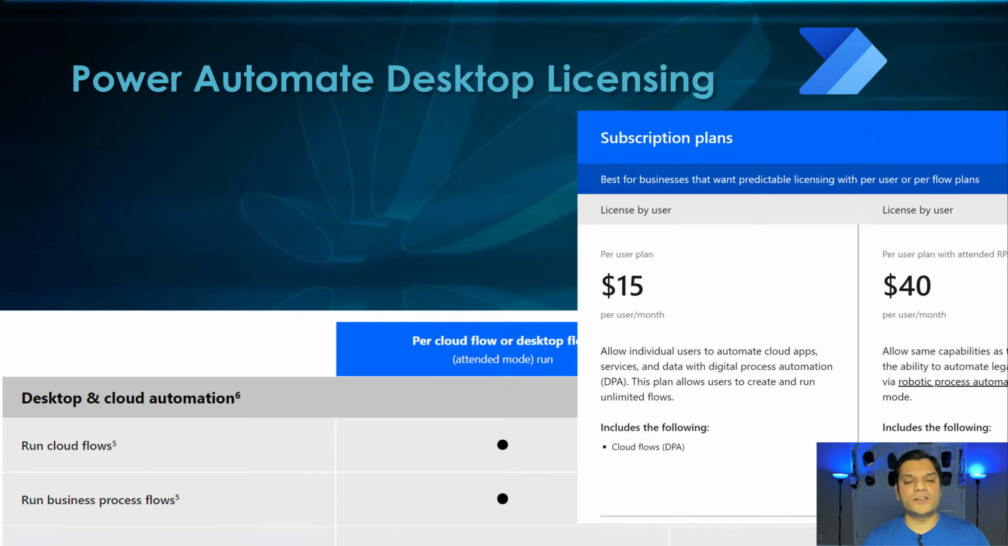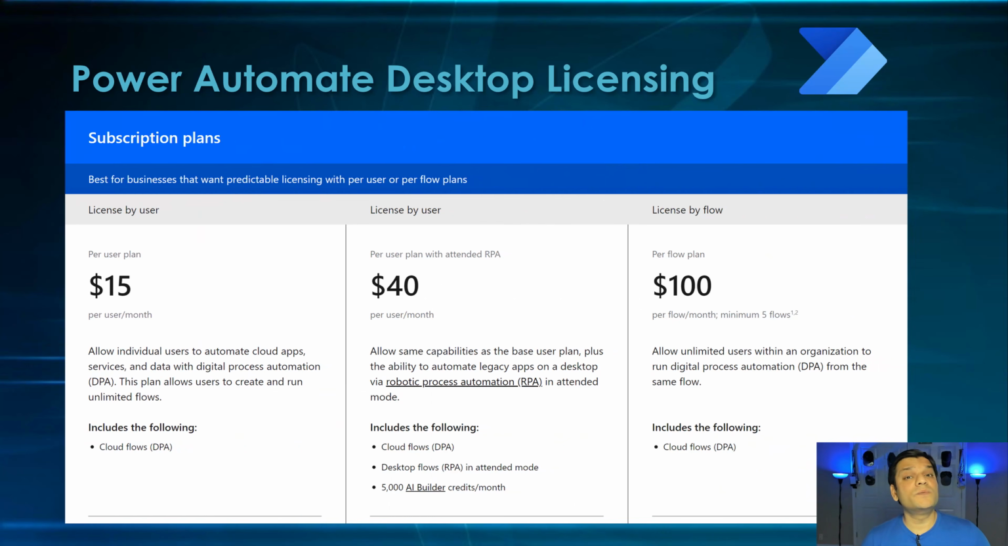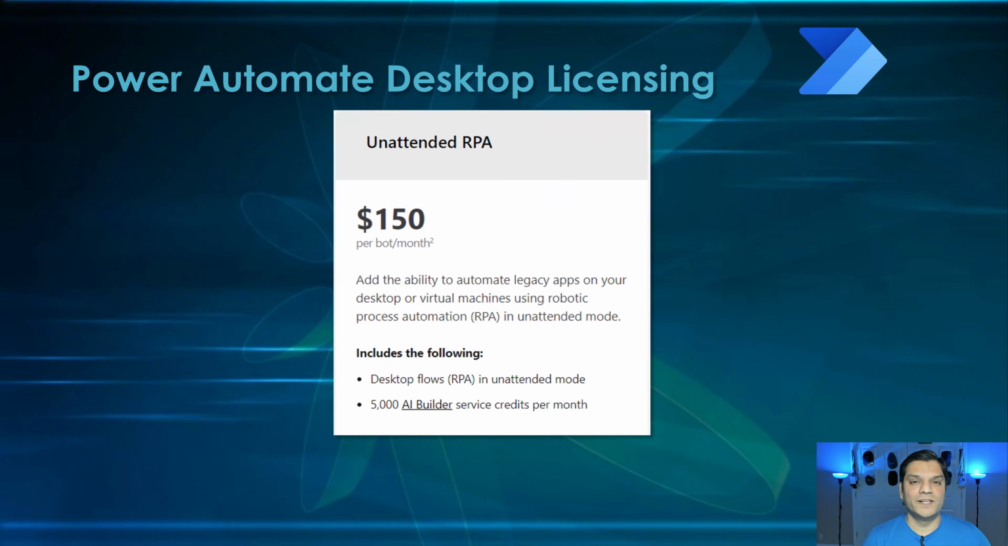Now, there are different ways to actually go ahead and do this. There are different subscription plans available. You can do it at a per user plan, or you can do it as a per attended RPA, or you can do it as a per flow plan as well. There are different licensing functionalities available. But if you're going to do the unattended RPA, you can do it as a per bot per month licensing subscription. And that's basically the amount for that.